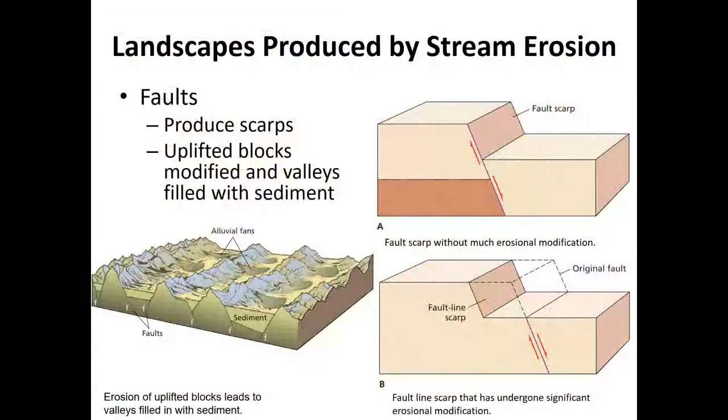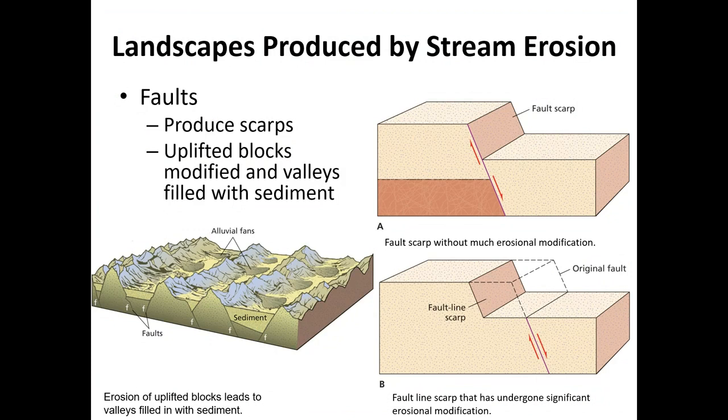Other landscapes produced by stream erosion: faults. In the diagram on the left, you have lots of different valleys in between lots of higher peaks. And then you have these alluvial fans that we talked about earlier. We saw the picture of one in China. So you have streams in mountains that flow down into valleys and bring sediment with them. The sediment can build up and create the landscape you see on the bottom left there.